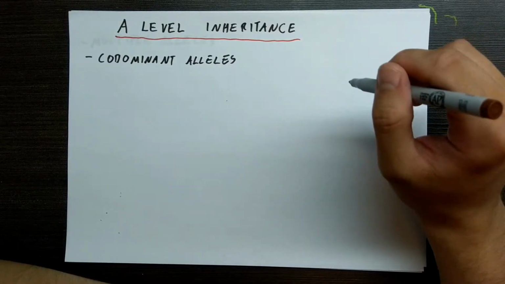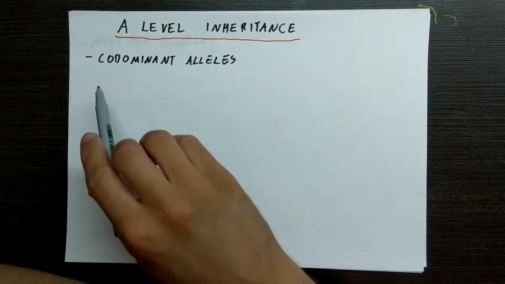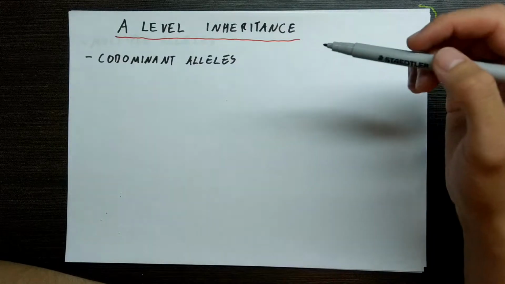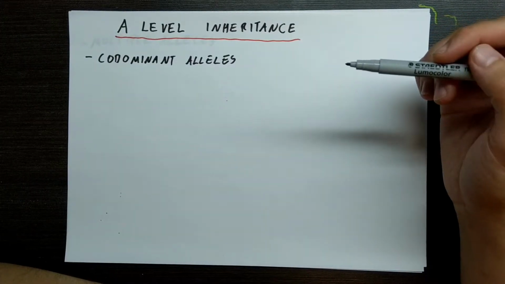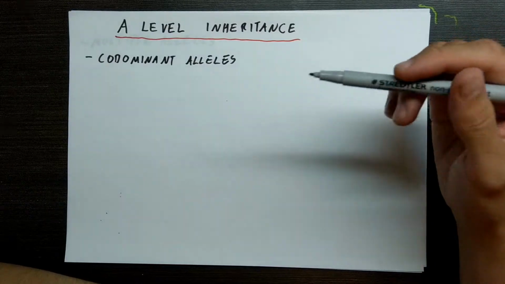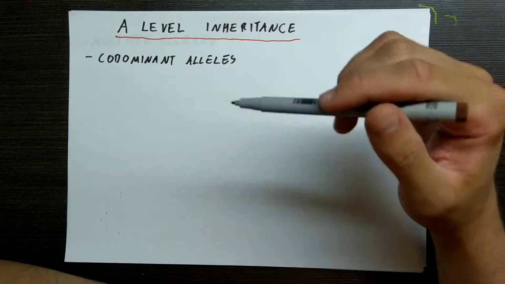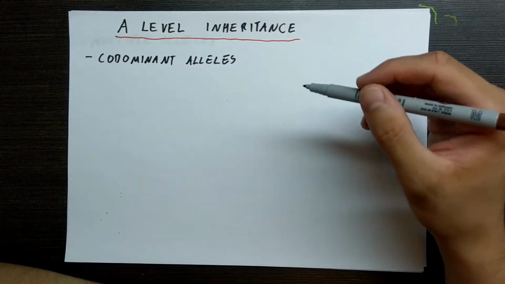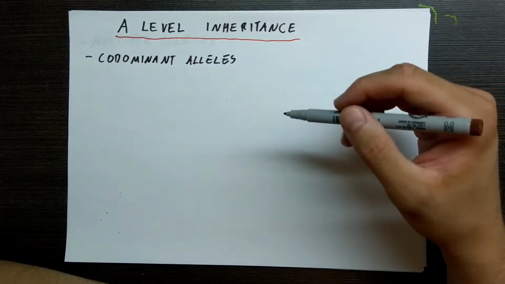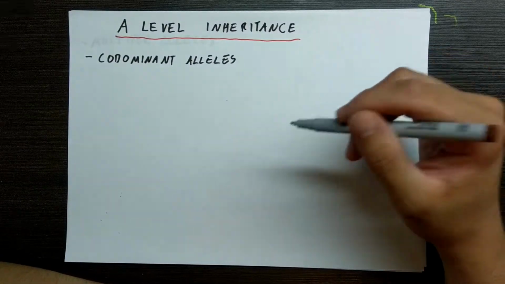Okay, moving on. Let's get started. So first thing we need to understand is what are codominant alleles and how do we work out the inheritance that involves codominant alleles. Now, codominant alleles are alleles such as, previously we had dominant or recessive.